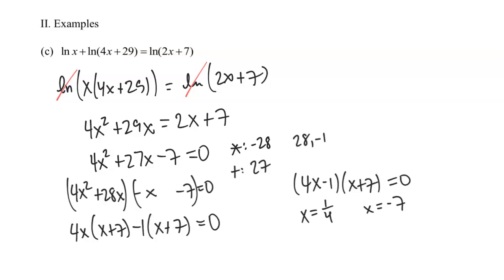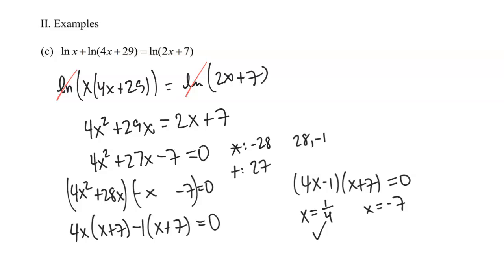Now, we need to double check just to make sure that both of these answers will be acceptable. If we plug one of them back into the original equation and get a negative for one of the arguments, then that solution will be labeled extraneous because it will not satisfy the original equation. And so if we start with 1/4, natural log of 1/4 is defined. 4 times 1/4 is 1, plus 29 is 30, and 2 times 1/4 and then plus 7 will also give me positive. So 1/4 is an acceptable answer.